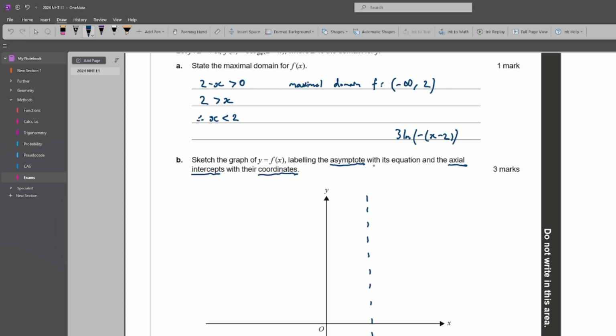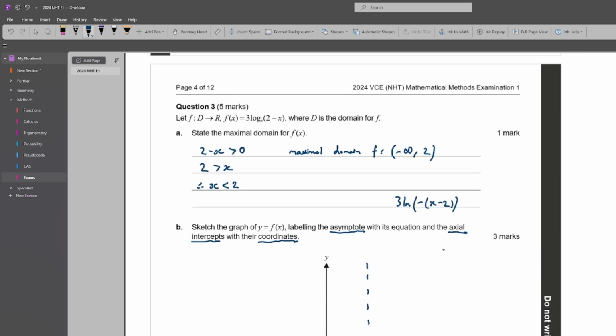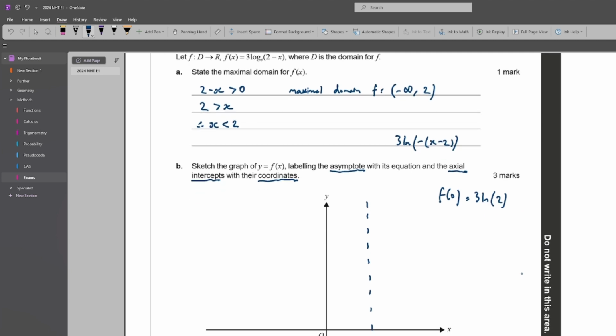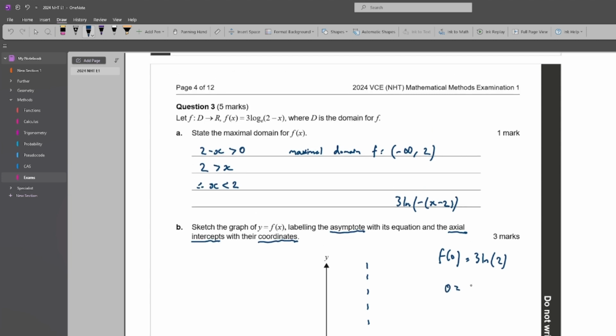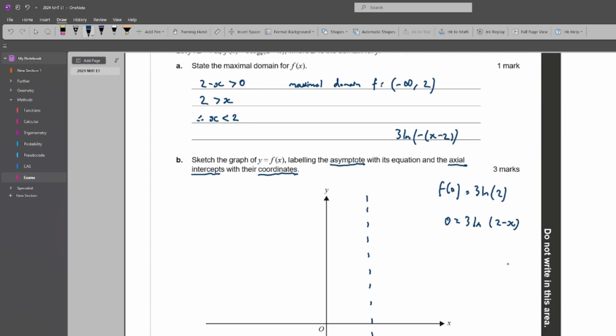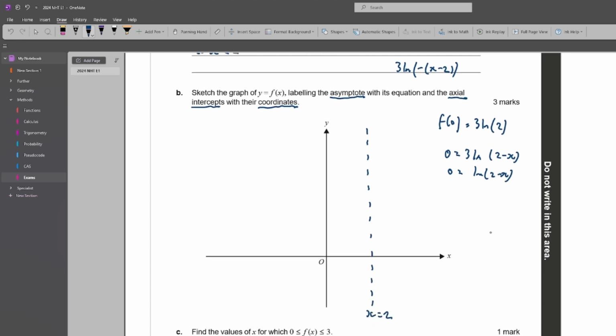So before we sketch, let's find the intercepts to guide us. So f of 0 for our y-axis is 3 ln of 2, and let's solve f of x equals 0 for our x-intercept. Dividing both sides by 3, 0 equals ln of (2 minus x). Now we know that ln of 1 is 0, so 2 minus x equals 1, therefore x equals 1.